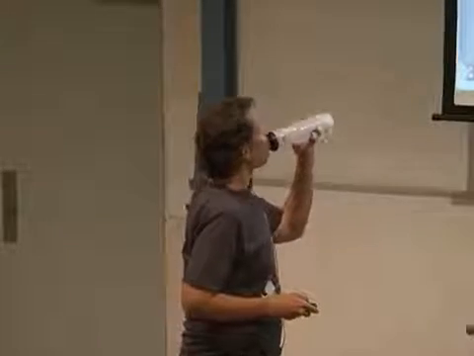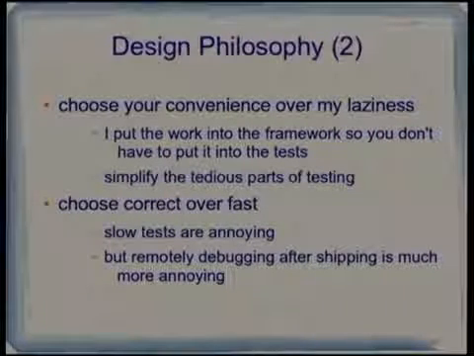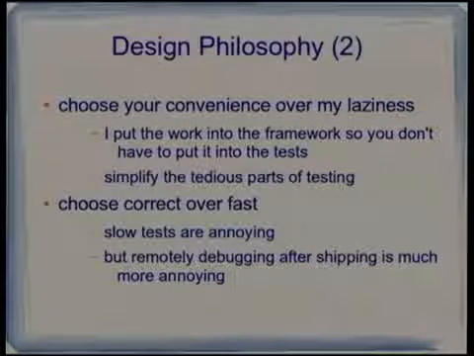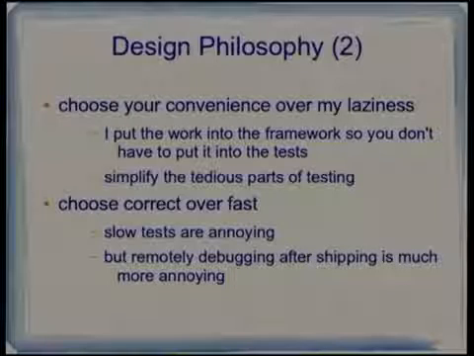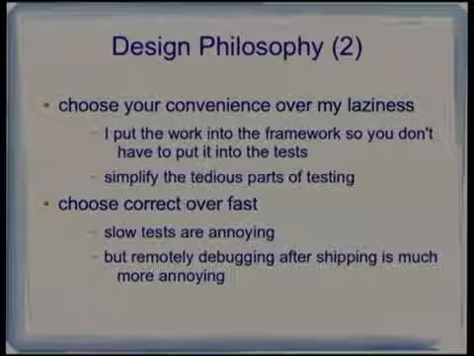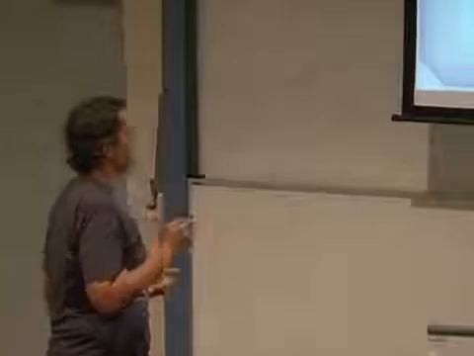So, I prioritise your convenience in using the program over my laziness in writing the library. So basically, if I can do more work to make the job of testing easier, I want to do that. And I choose correct over fast, because it is very annoying to have slow tests. But today we have all kinds of fascinating continuous integration, gated trunks, stuff like that. People have ways of dealing with testing that are slow. Remotely debugging on someone else's site after you've shipped is far more annoying than waiting for a slow test. So I, again, am more interested in correct.